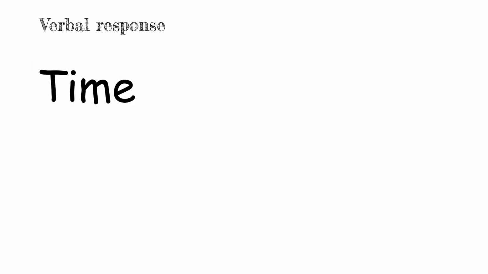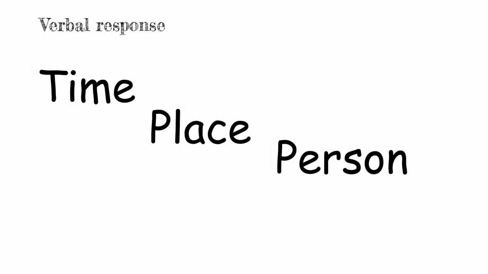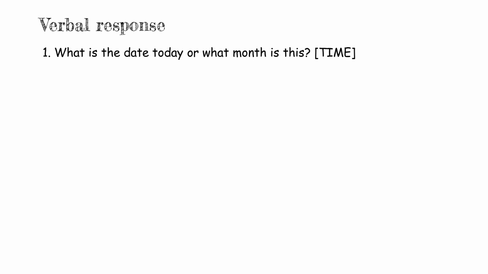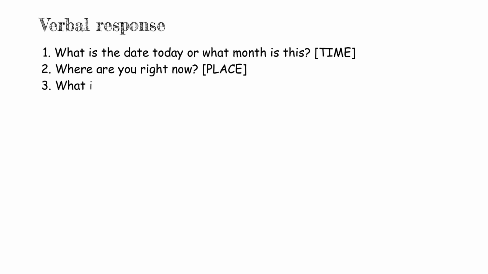After completion of the examination of component number 1, we move to the next component, which is verbal response. To examine verbal response, we ask the patient questions about time, place, and person. Question number 1. What is the date today? Or what month is this? Question number 2. Where are you right now? Question number 3. What is your name? Or could you make an assumption about who I am?